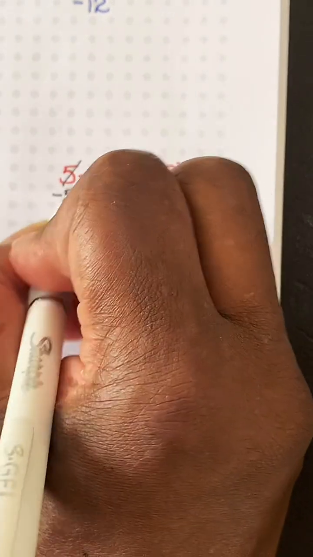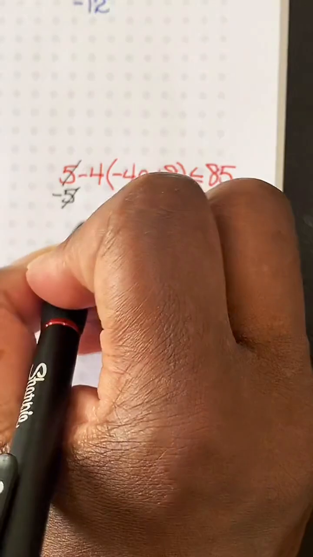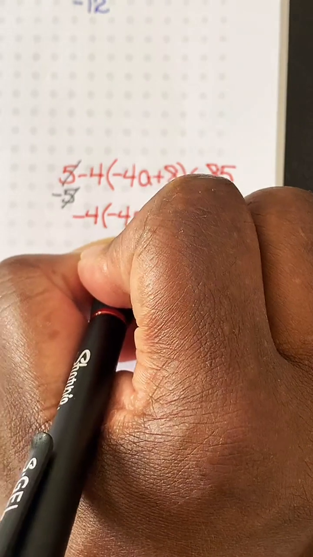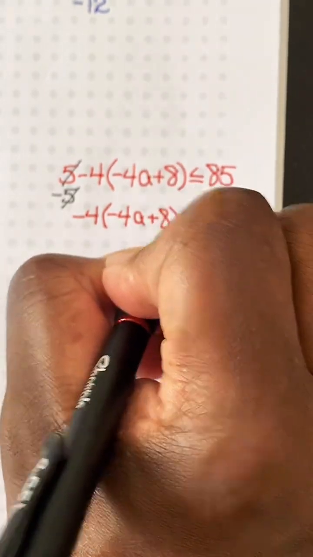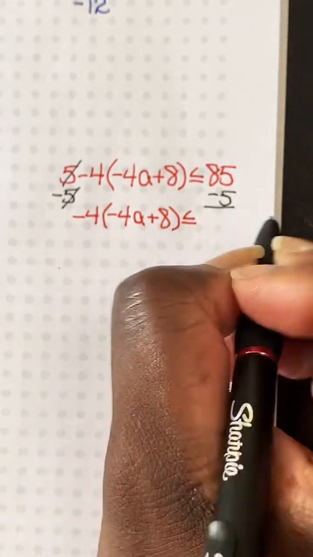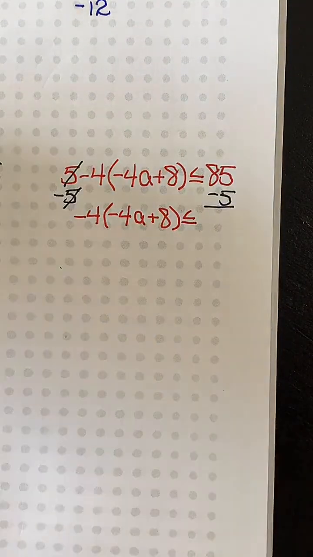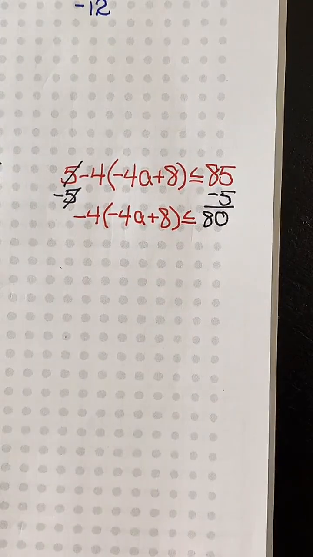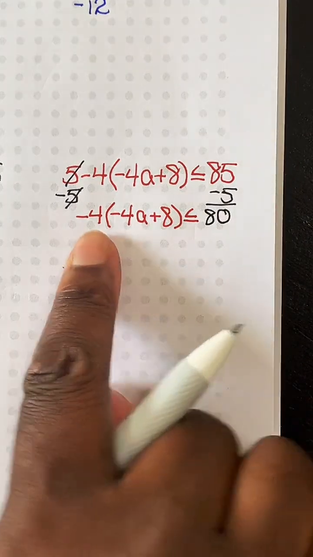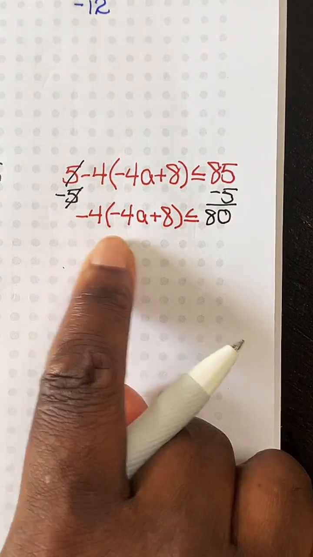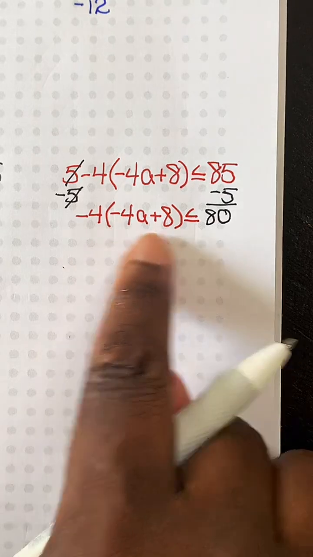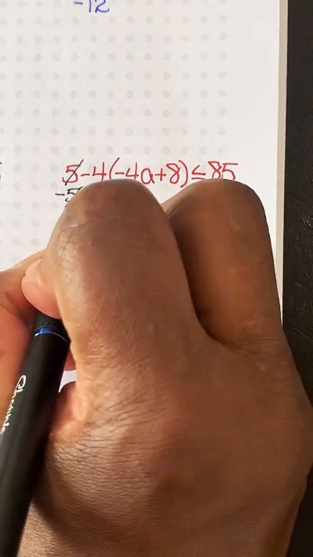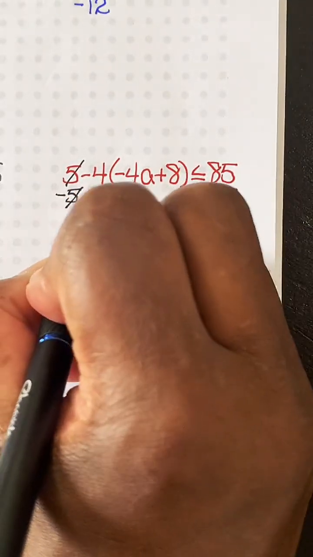of the inequality, what's left is going to be -4 times -4a plus 8 is less than or equal to 80, sorry, because we're subtracting the 5. Now, right here, we have -4 being multiplied to this expression of -4a plus 8. So if they're being multiplied, why don't I just divide both sides by -4?